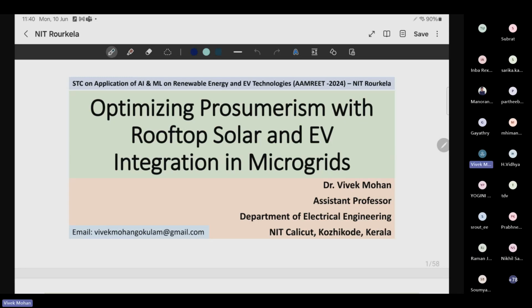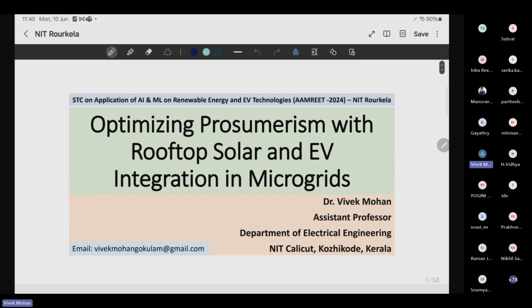Okay. So, optimizing prosumerism with rooftop solar and EV integration in microgrid. We have already talked about microgrids, what all things we have in the microgrid. Two of the entities are rooftop solar and EV, and how to optimize prosumerism. Prosumerism means the philosophy of prosumers acting in the microgrid. Prosumers in the sense the consumer who is acting as a producer also.